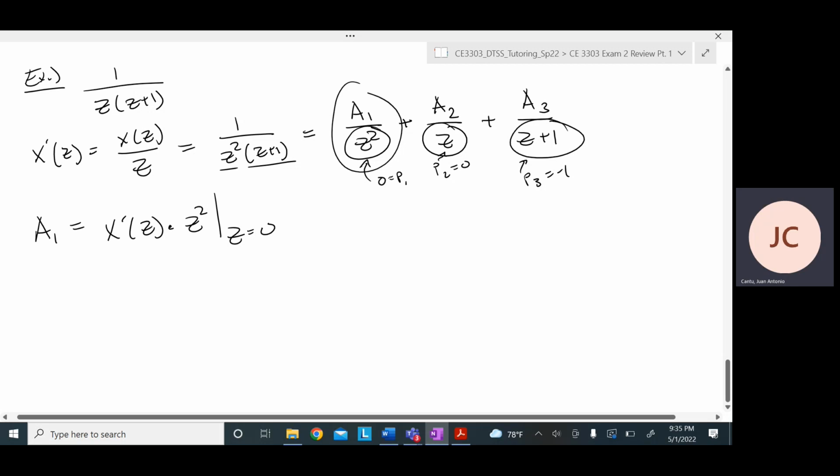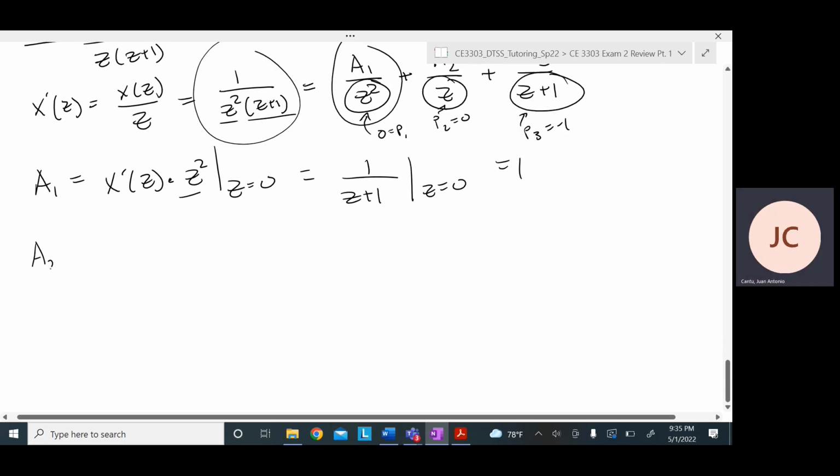So we've got x prime of z times z squared evaluated at z is equal to 0. So here's our x prime of z. We got 1 over z plus 1 because we multiplied by z squared. We'll evaluate that at z is equal to 0, and we get 1.